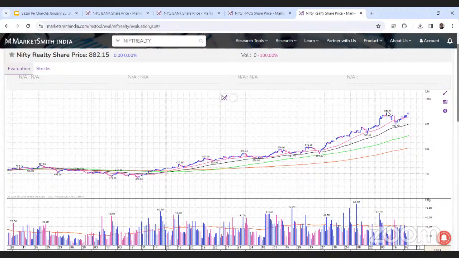But now this is the time. Earlier, so many times in this Bazaar Pe Charcha only, we have shared that it is a 4-digit kind of index, and we are moving toward that. 900 is a recent all-time high, and now it is ready. It may move further also, but at the current juncture, I would not suggest to go aggressive.